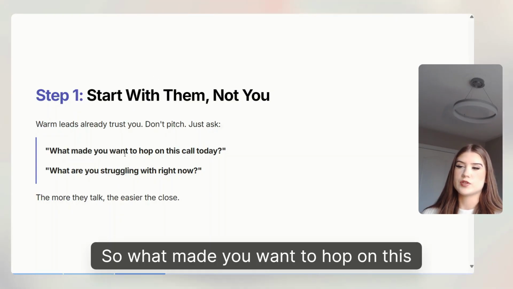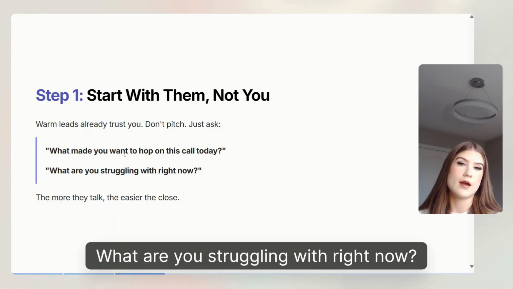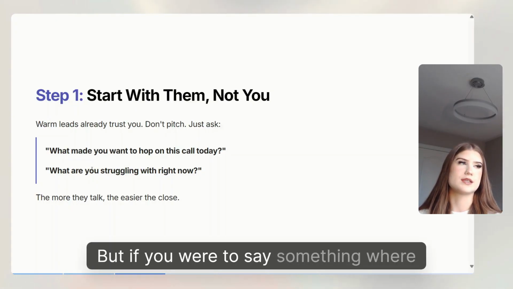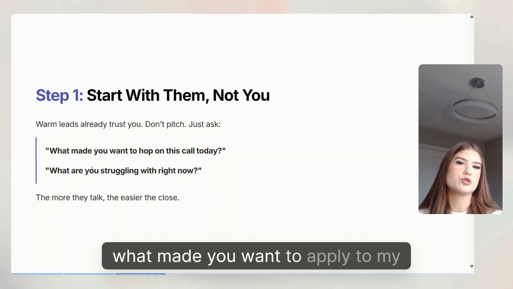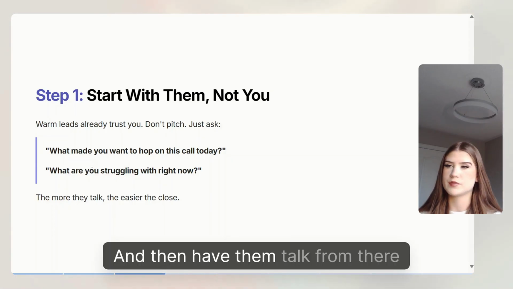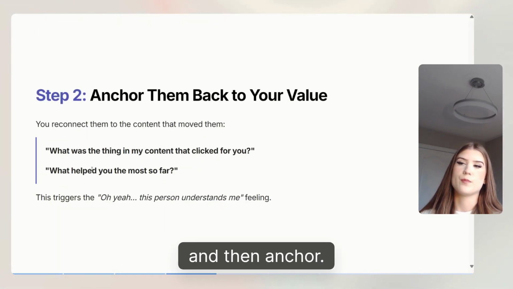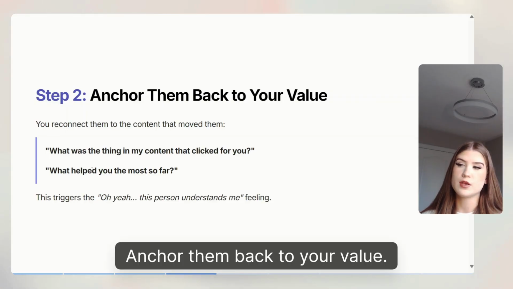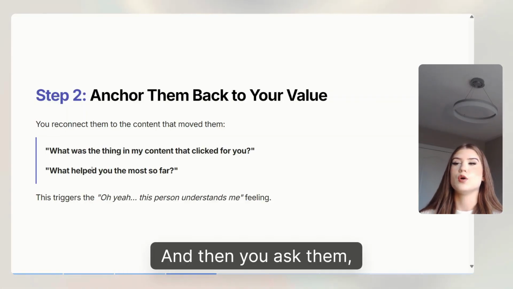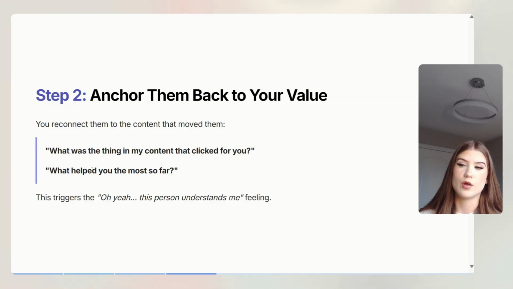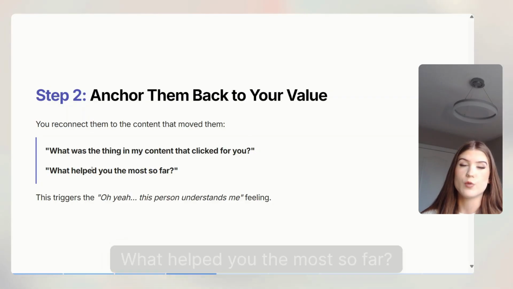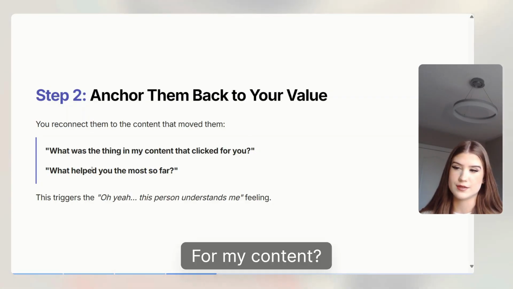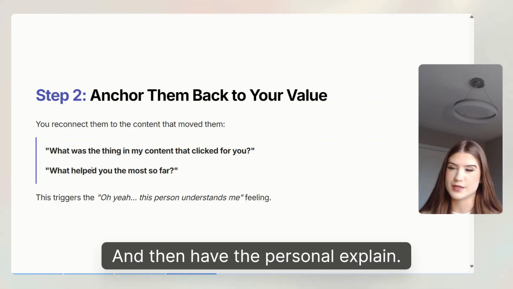So, what made you want to hop on this call today? What are you struggling with right now? I don't really recommend the second one, but you could say something like, "Hey, what made you want to apply to my application form?" And then have them talk from there. And then anchor them back to your value. You ask them, what was the one thing in my content that clicked for you, what helped you the most so far from my content? And then have the person really explain.